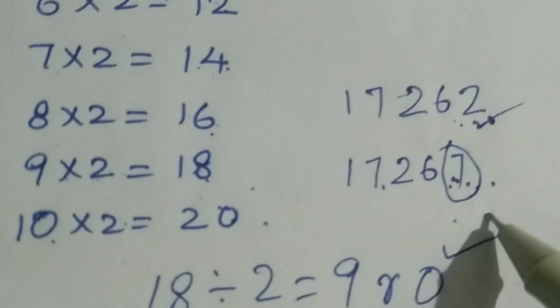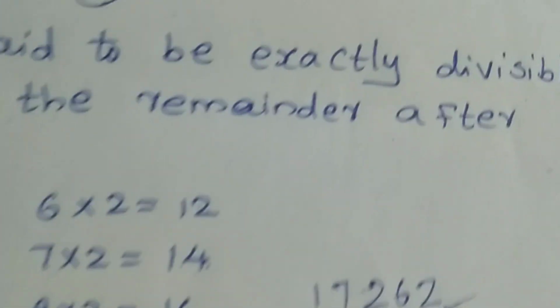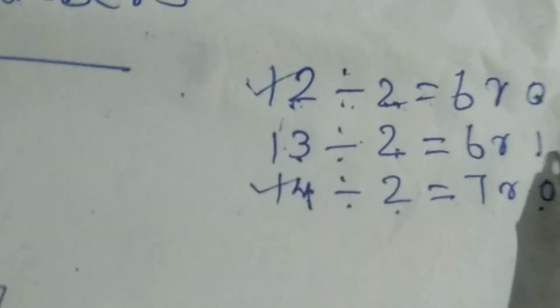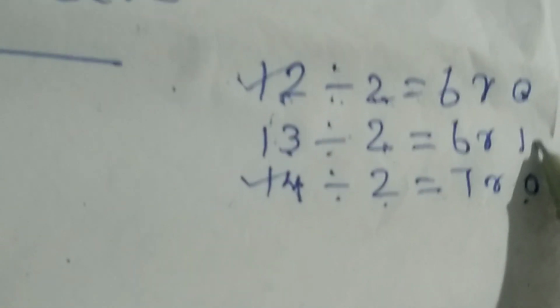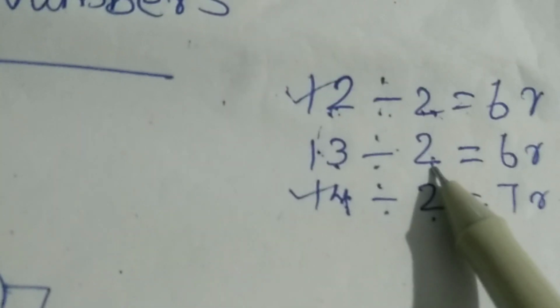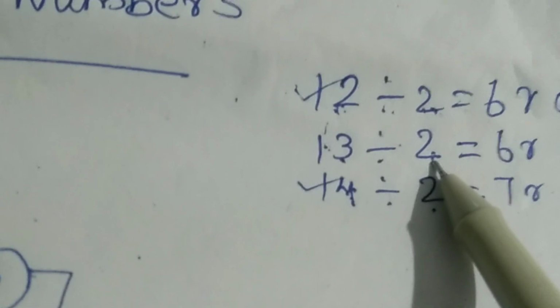That means there will be a remainder. In case of 13 divided by 2, the remainder is 1, not 0. So we can say 13 is not exactly divisible by 2. Clear for you?